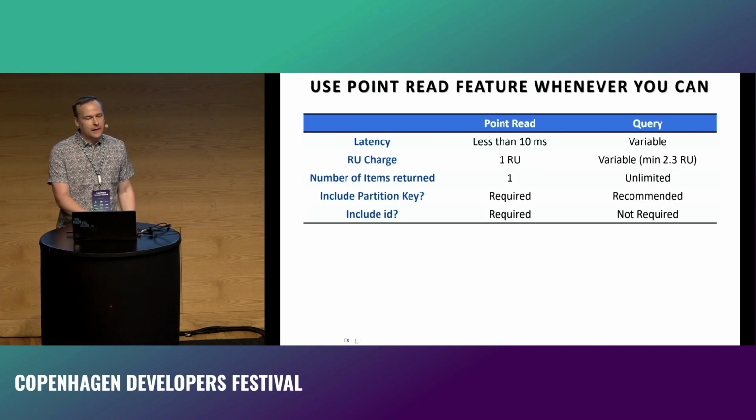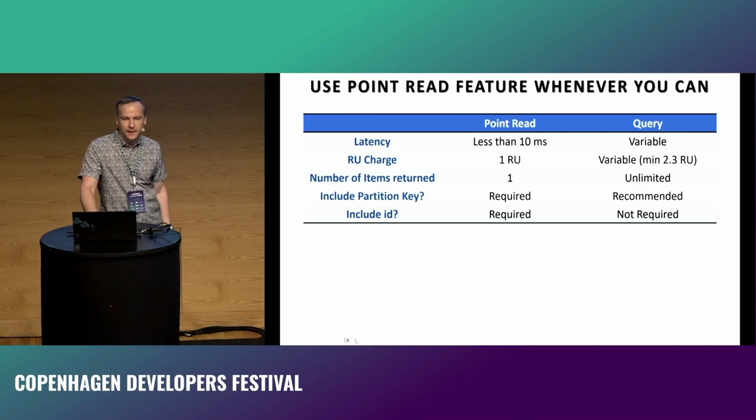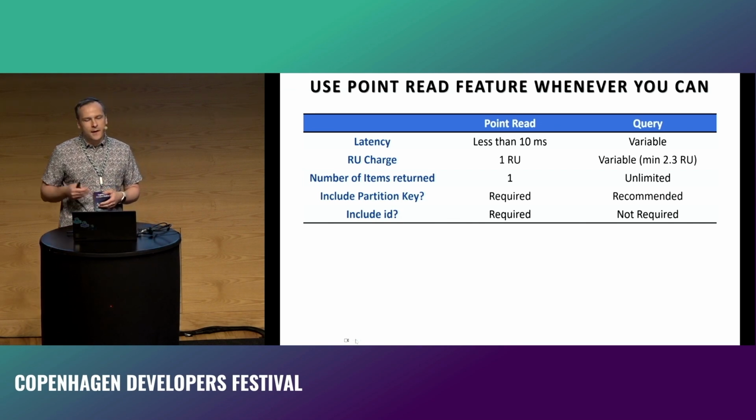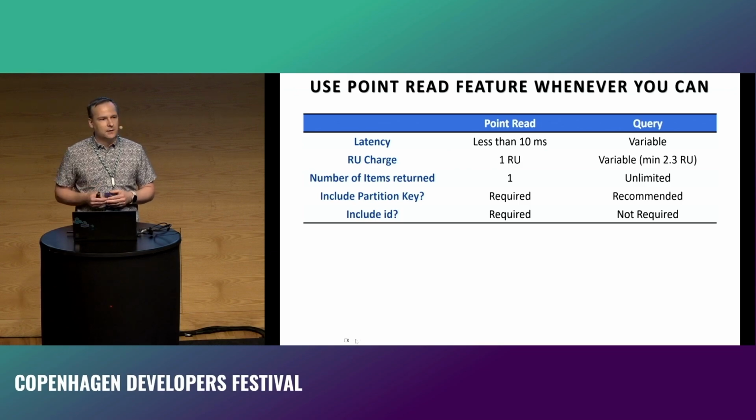Another option that might actually save you a lot is the point read function. Point read is available, and it can retrieve only one document. It will not be like a query. And it was the fastest and cheapest way to actually get a document from Cosmos DB. As you can see, there are some requirements here. The first one is the partition key. It is required. And also the document ID is required to actually execute a point read operation.